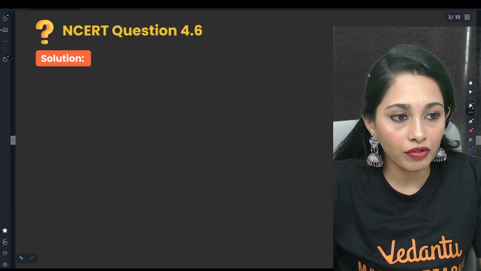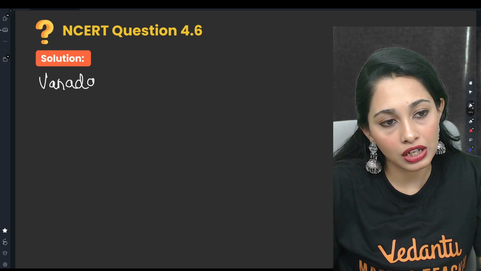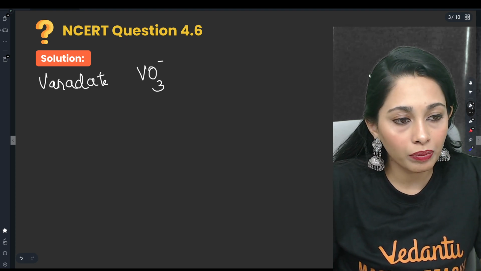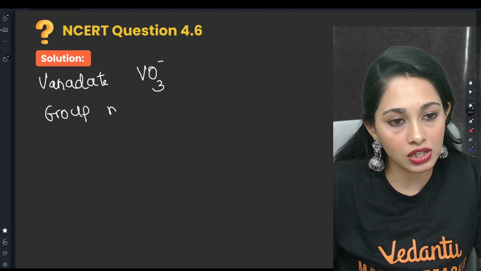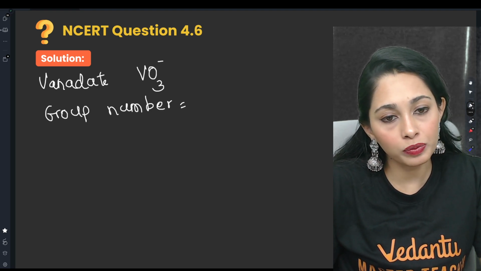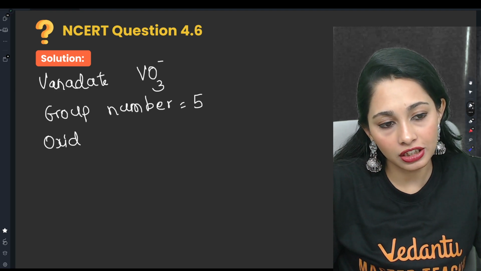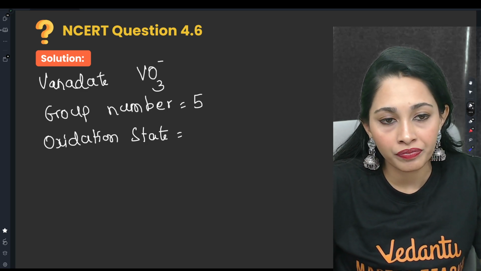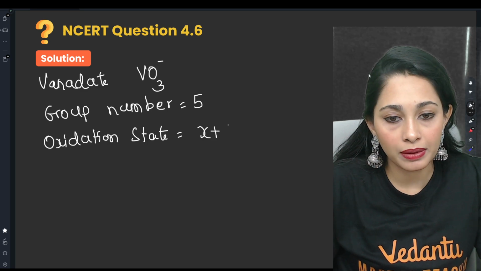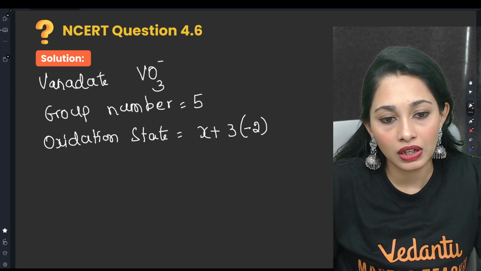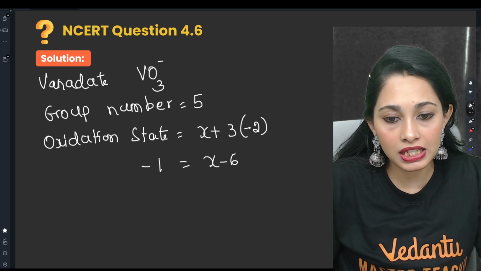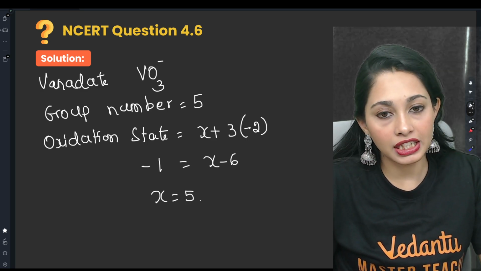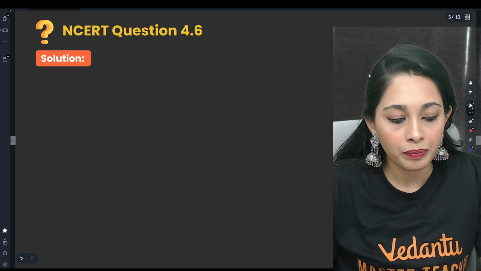Next one, we have vanadate. Vanadate is also a transition metal. So VO3 minus. So group number to which vanadium belongs is 5. Let's see the oxidation state here. X plus 3 into minus 2, plus minus 1 is equal to X minus 6. X will be equal to 5. Okay. So group number and oxidation state are equal even in vanadate.